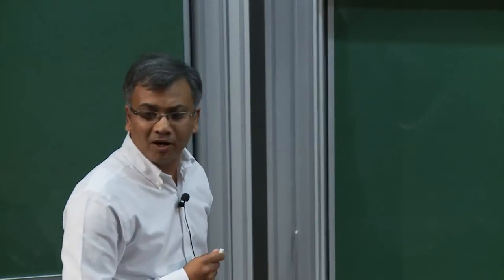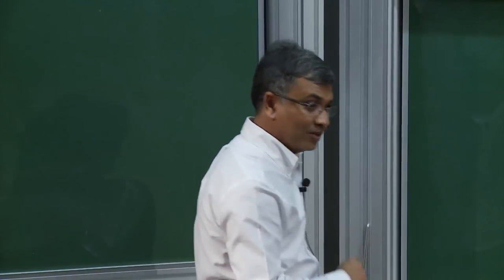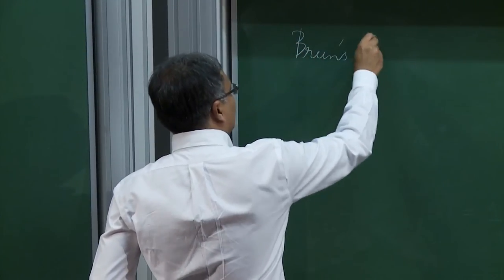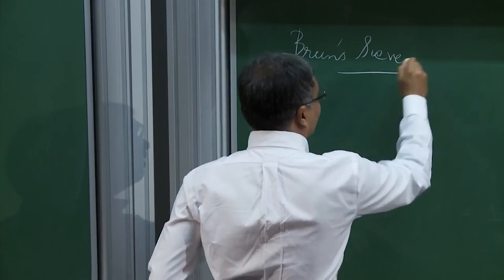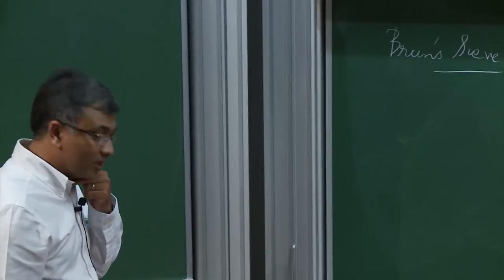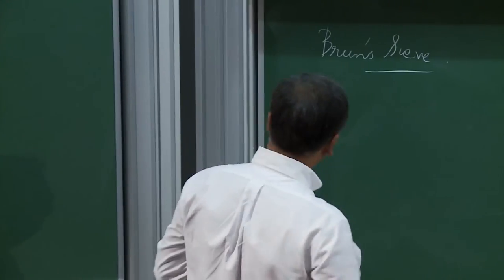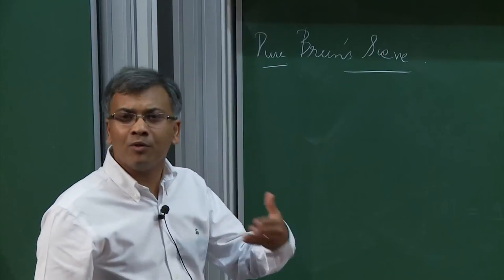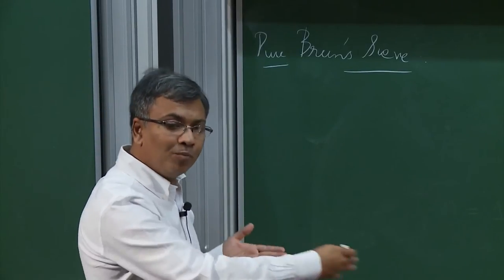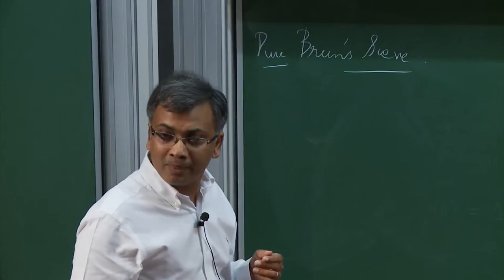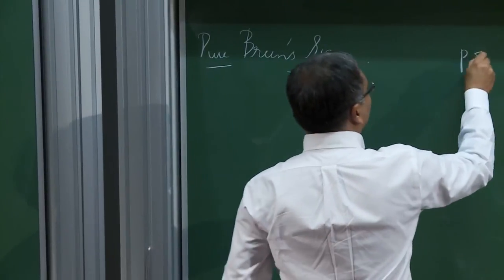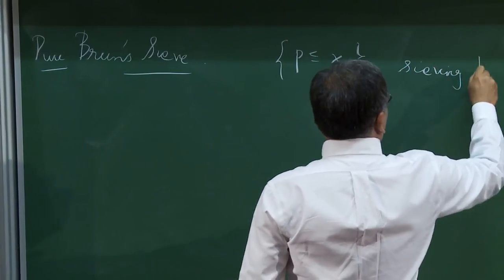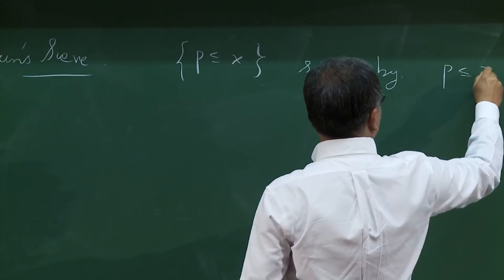Maybe let me explain to you where the argument comes from, and then we'll see. So the argument really comes from Brun's sieve, which Henrik started talking about today a little bit. But let's think of the very first Brun sieve, which is the pure Brun sieve. Suppose you want to count the number of primes up to x, sieving by the primes up to some number z.